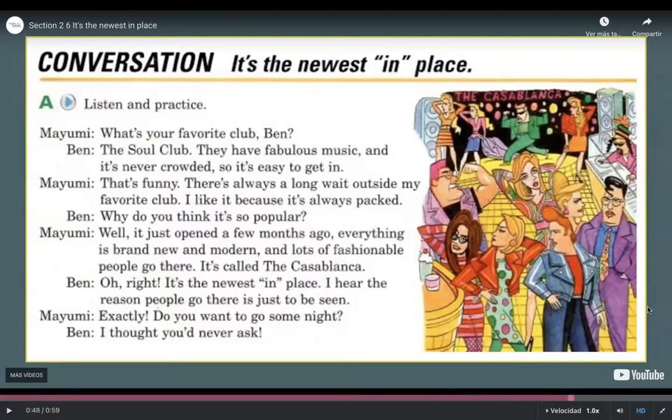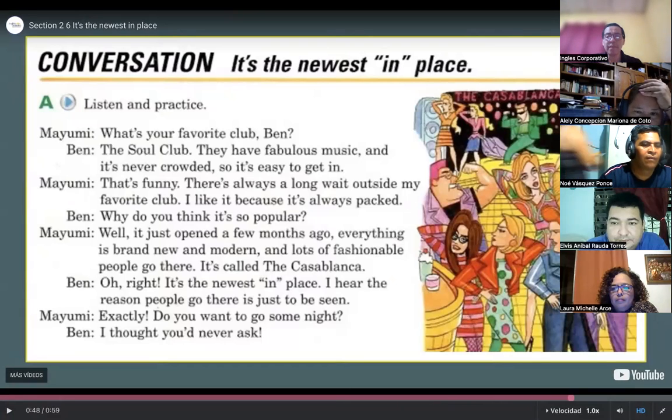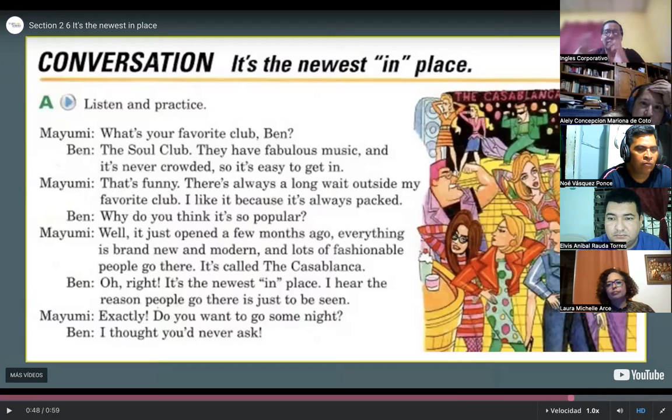First, are there any words or expressions that you don't know or don't know how to pronounce? What is the meaning of crowded and packed? Good. They are synonyms. Crowded means with a lot of people, like in the stadium, it is crowded. Packed means together, the pack. Any other questions or words?